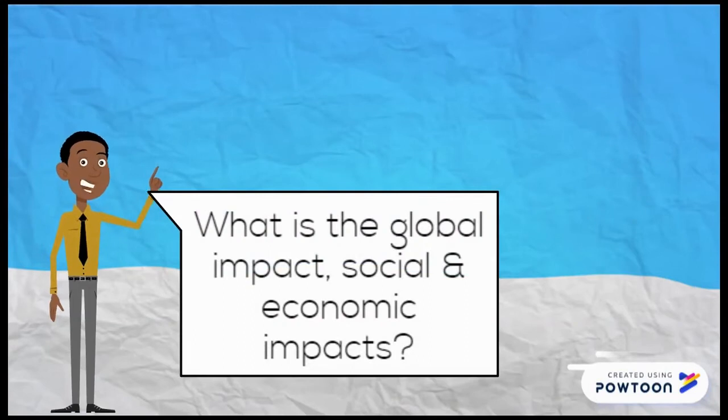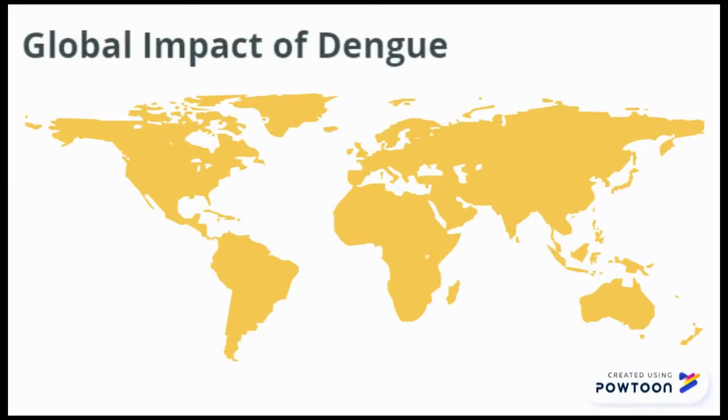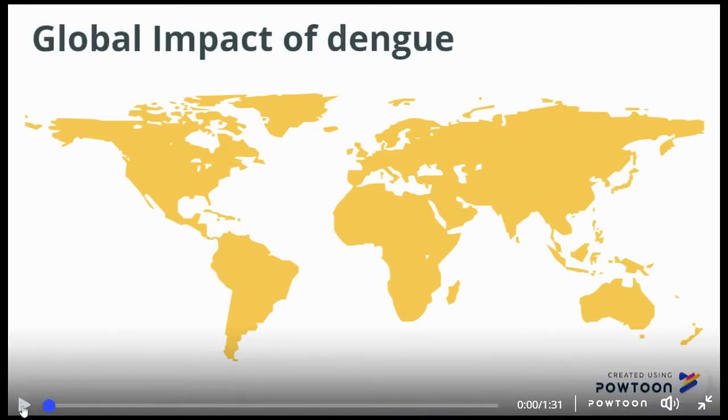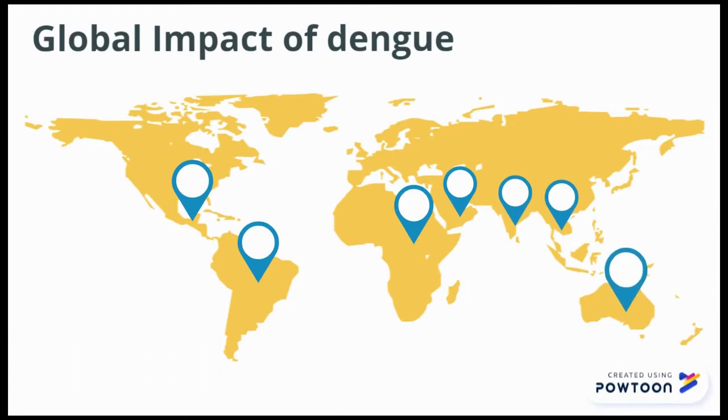So what is the global impact, social and economic impact? So the global impact of dengue is that until 1960, Southeast Asia and the coast of South America were the two regions that were mostly affected by dengue. However, now it affects more than 100 countries and has spread to more regions: Americas, Caribbean, Africa, Europe, Middle East, Asia, and Oceania.